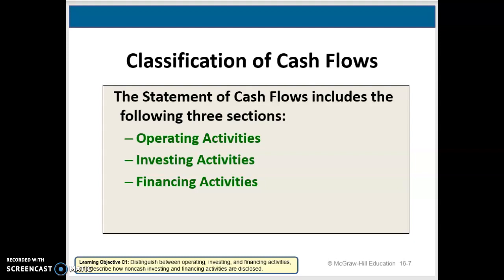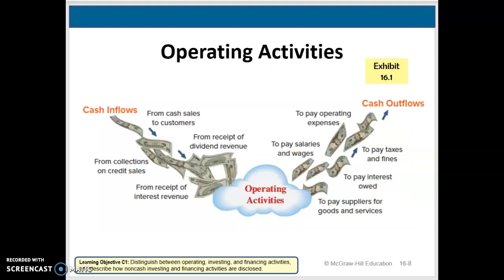If we have a net cash outflow or use of cash, that occurs when the payments exceed the receipts. So we'll look at all three of the sections. So let's start with operating activities. Well, what is operating activities?